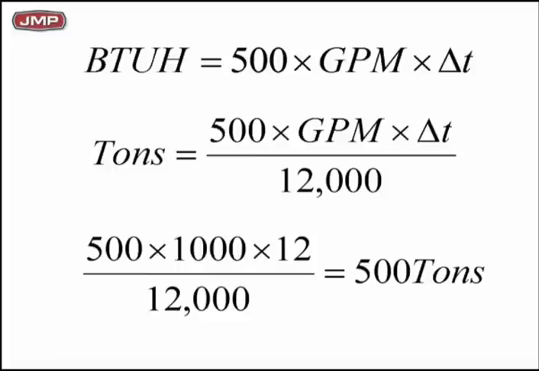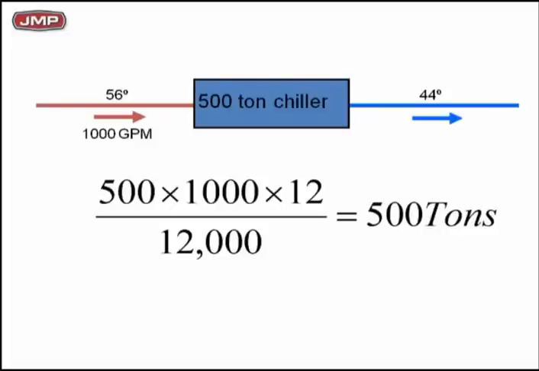But all we're going to do is take that formula and change the delta T. Are we going to change the flow rate? What happens to the delta T? That's the thing I want to ask you. So let's take a look at this. Here's my 500-ton chiller. You designed it for 1,000 GPM at 56-degree return and 44 supply. And as you can see with the BTU formula, 12,000 BTUs per ton, that is a 500-ton chiller.